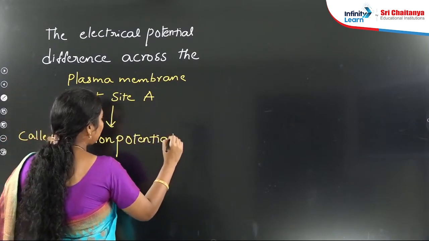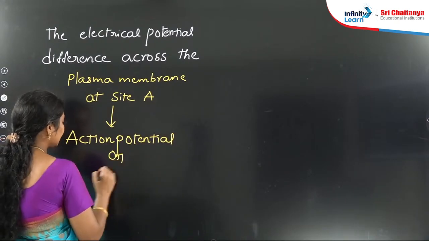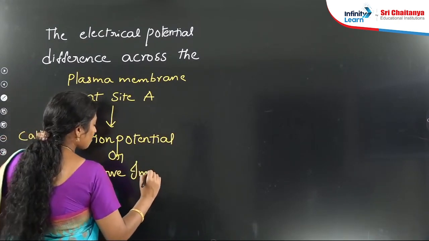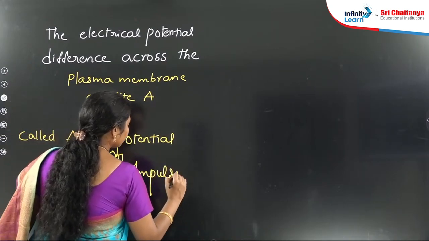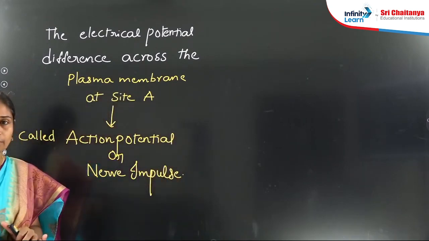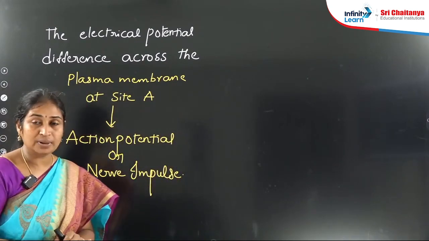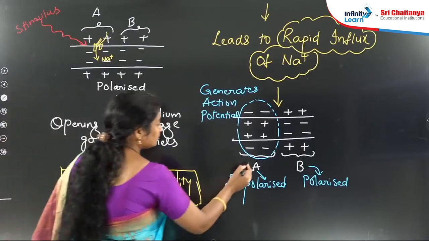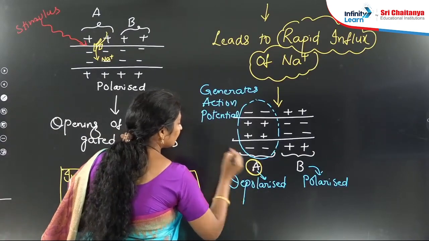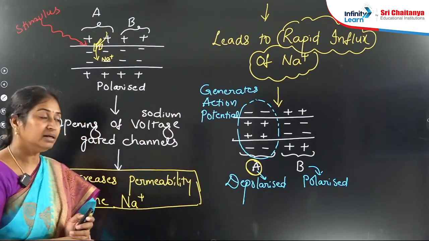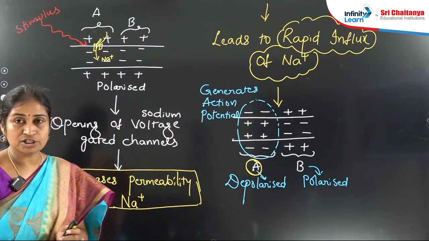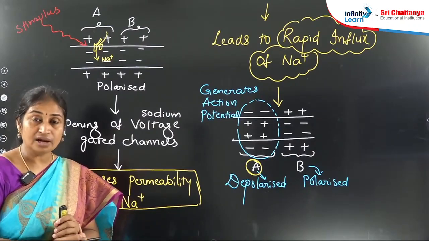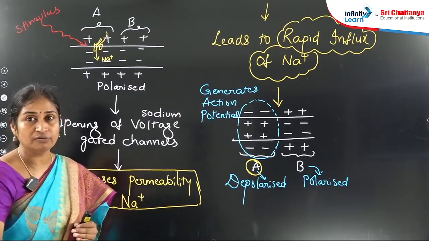And that action potential is also known as nerve impulse. Now, where has this nerve impulse or action potential been generated? It has been generated at A site here. Now the next step is, what is the topic here? The topic is generation of nerve impulse as well as conduction of nerve impulse.